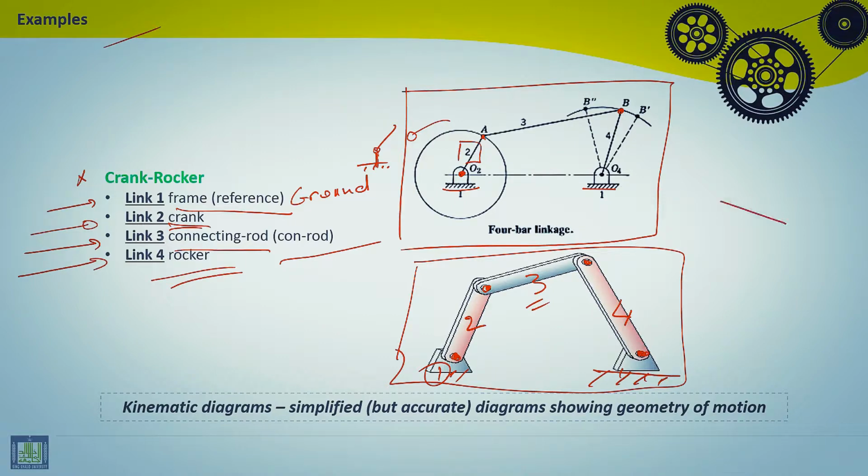We can see this kinematic diagram is very, very simple and easy to be drawn. So the kinematic diagrams are simplified but accurate diagrams showing the geometry of motion. Then with kinematic diagrams, it is very easy and fast to start and to achieve the kinematic analysis of a mechanism.